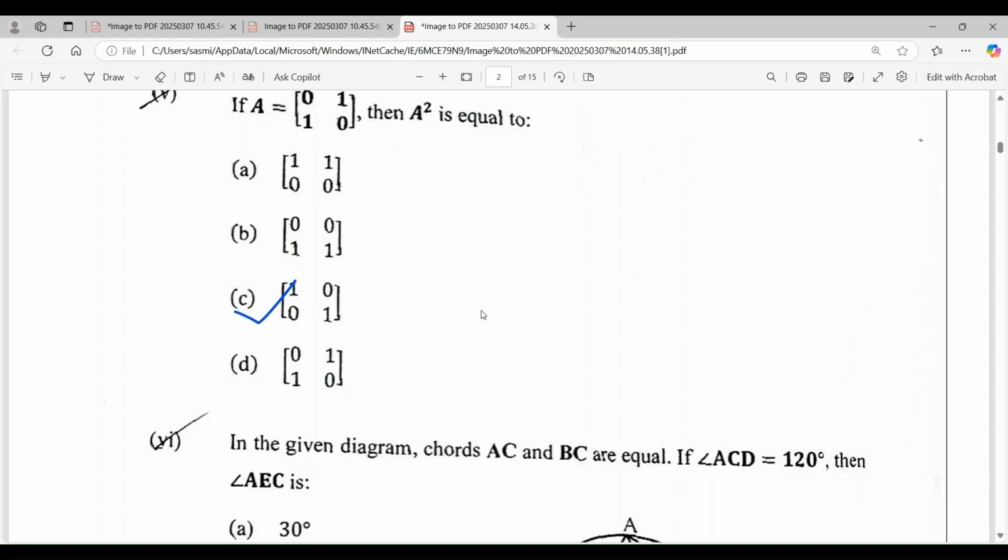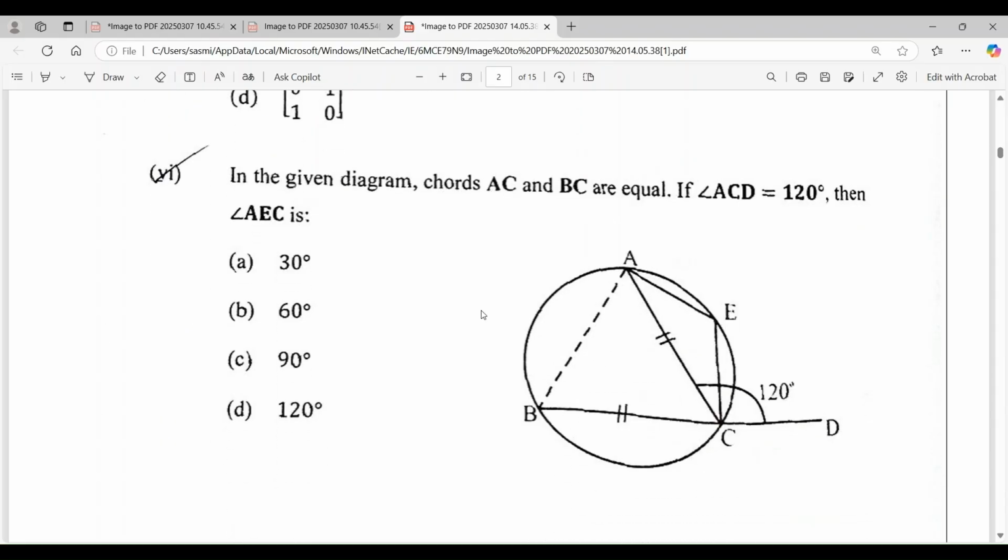Now come to question number 6. In question number 6 given, in the given diagram, chords AC and BC are equal. If angle ACD equal to 120 degrees, then angle AEC. AC and BC are equal. That means in triangle ABC, two sides are equal. Two sides are equal means opposite angles are also equal, meaning angle B and angle A are equal.